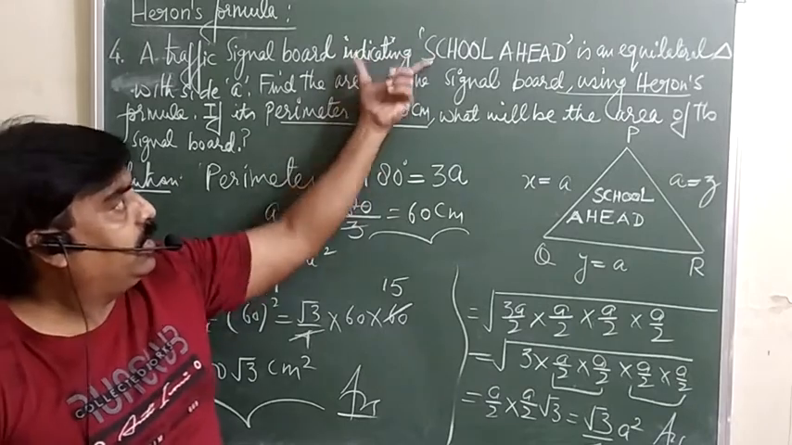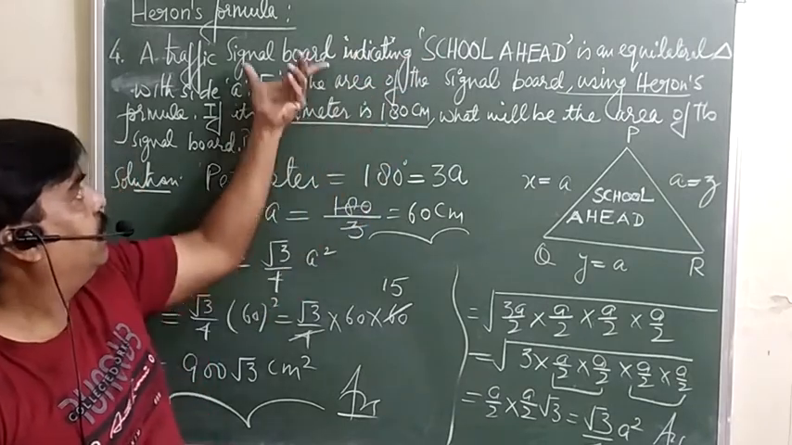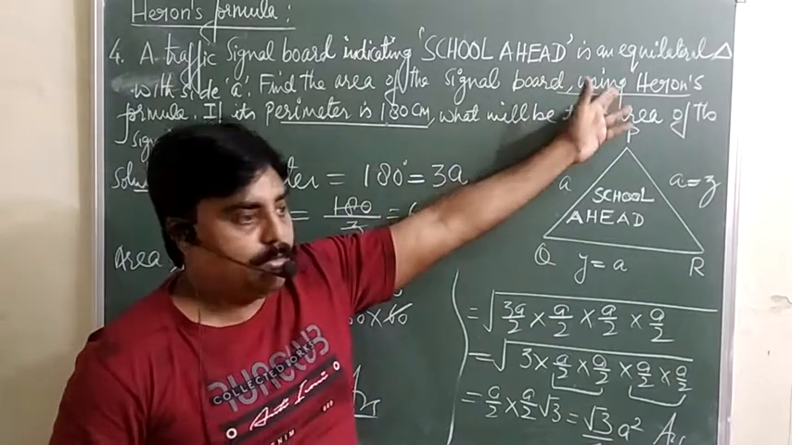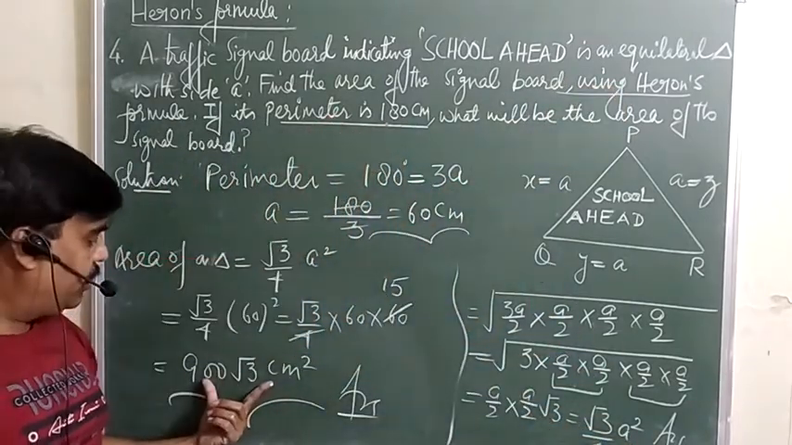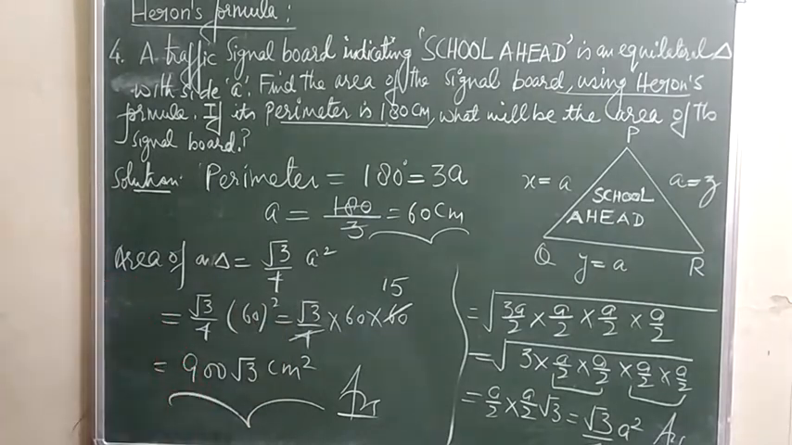What is in this question? Two questions are given in this one only. First, you have to find this with Heron's formula. Then, taking the perimeter, you have to find the area of this one. Have a look.